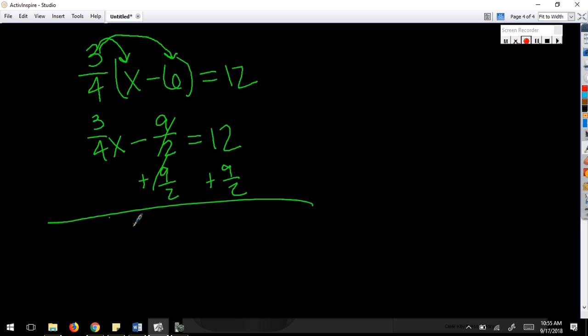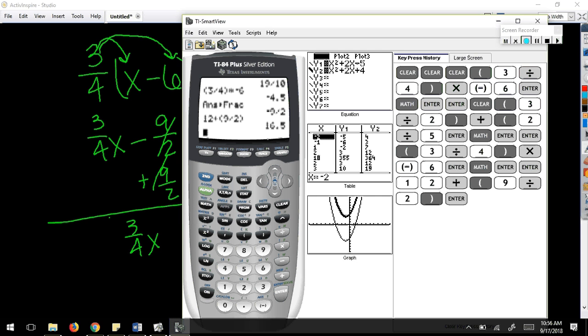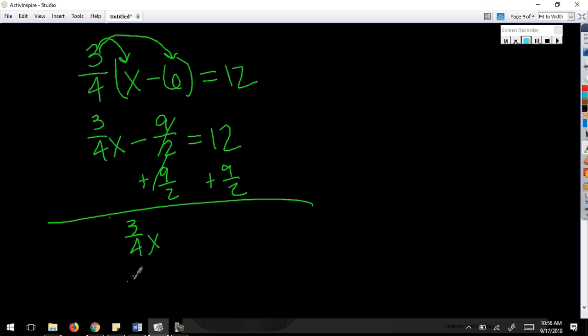The left side, we know it's gone, and I have 3/4 x. But on the right side, I need to add 12 plus 9 over 2, and I want it back as a fraction. I got 33 over 2. Is that what everybody got? Again, I don't want a decimal because I start with a fraction. I want to finish with a fraction. So math, enter, enter. 33 over 2.